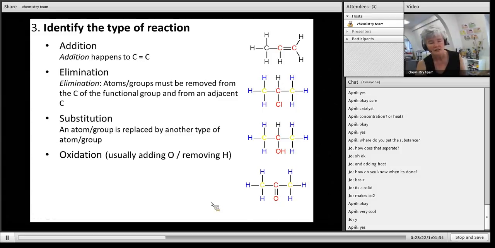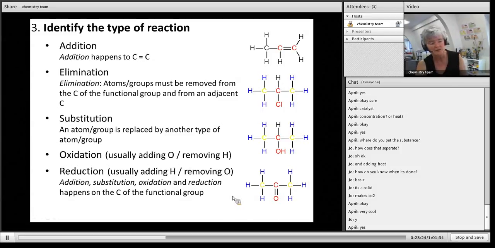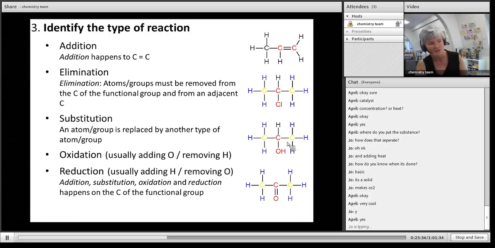Reduction is the other way around. If I went from the aldehyde and I reduced it to the alcohol, I've either added hydrogens or I've removed oxygen. Now, when I say removed oxygen, I don't go from there to there and say that's an oxidation. Okay, it's not a replacement like that.